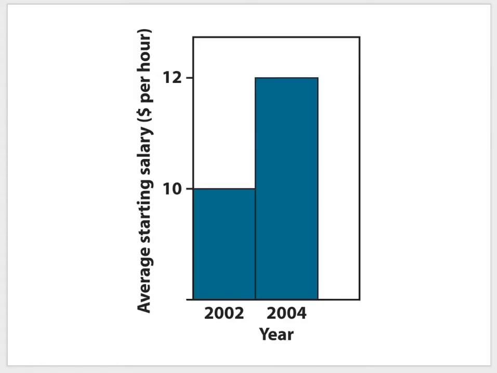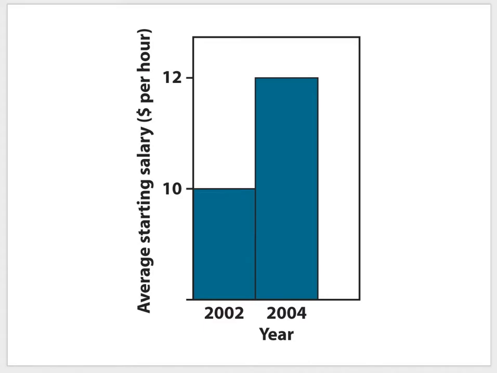Here's some examples. So here's an example of a graph where you see the average starting salary in dollars per hour for 2 years. And so maybe you're at a job fair and a company says, hey, you should come work for us because if you look, our salaries doubled from 2002 to 2004, and that's going to be really good for you. Because if you look at the height of these bars, the height doubled.